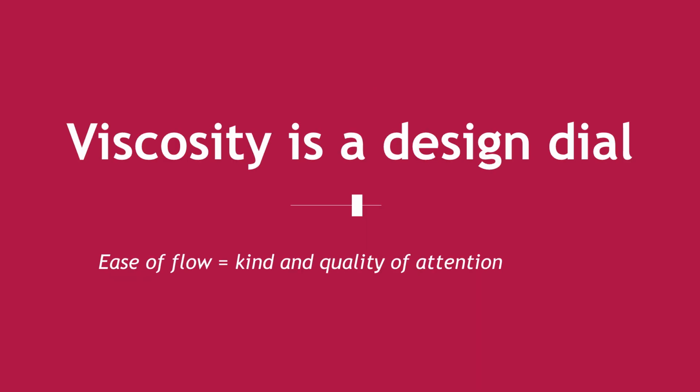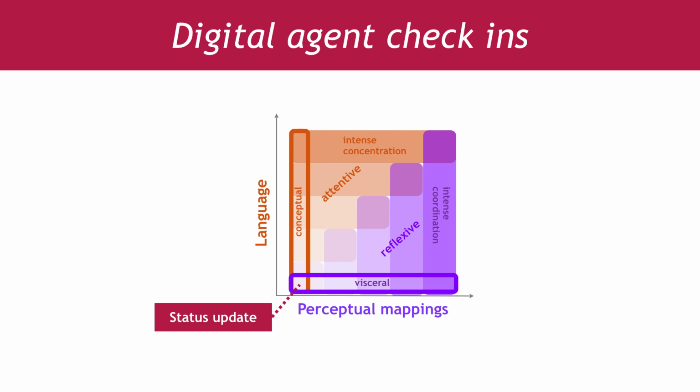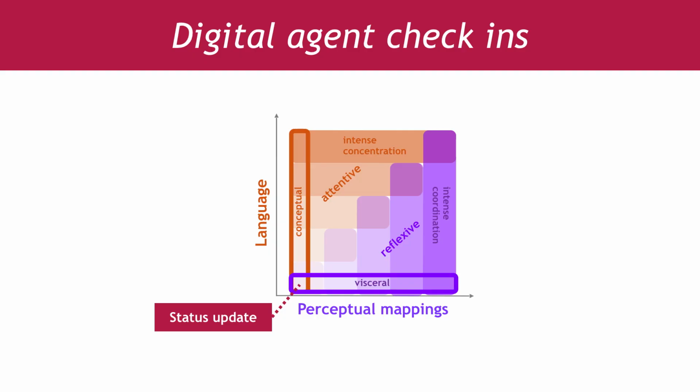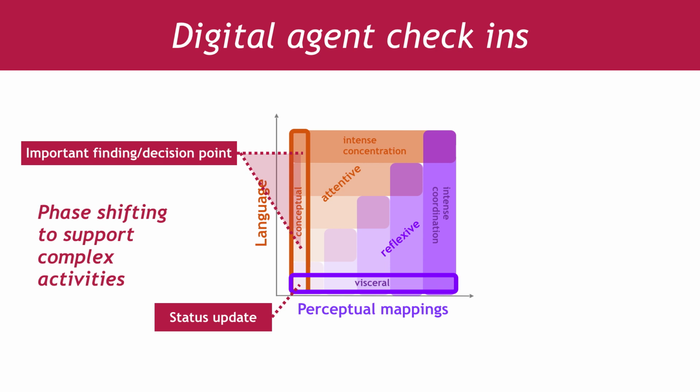So let's think about a digital agent. This digital agent goes off and does things autonomously on our behalf. Inevitably, the agent will need to come back and give a status update. Maybe there's a little perceptual haptic pattern that the actor can feel on her skin and pick up without distracting her from the conversation she's engaged in with a colleague. The idea here is that within a particular design, we might phase shift within viscosities to support particular activities within a more complex interaction.